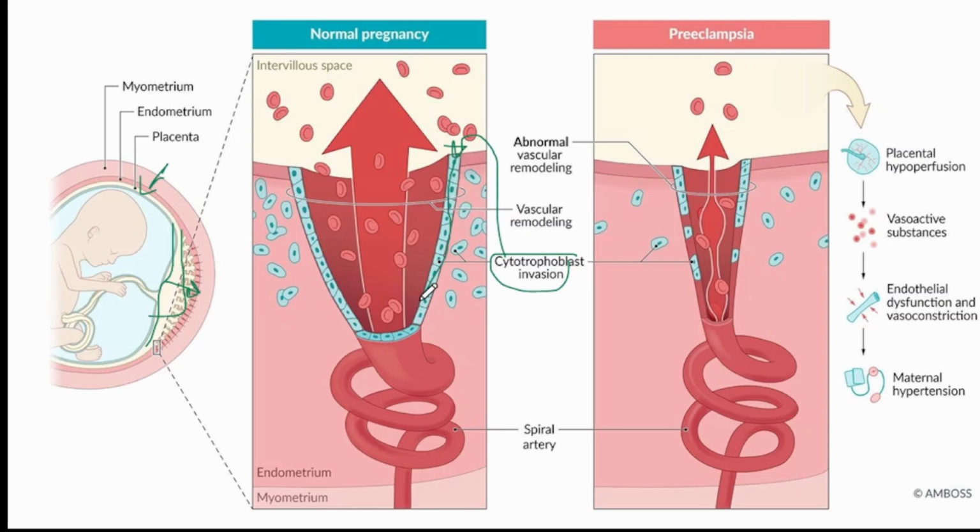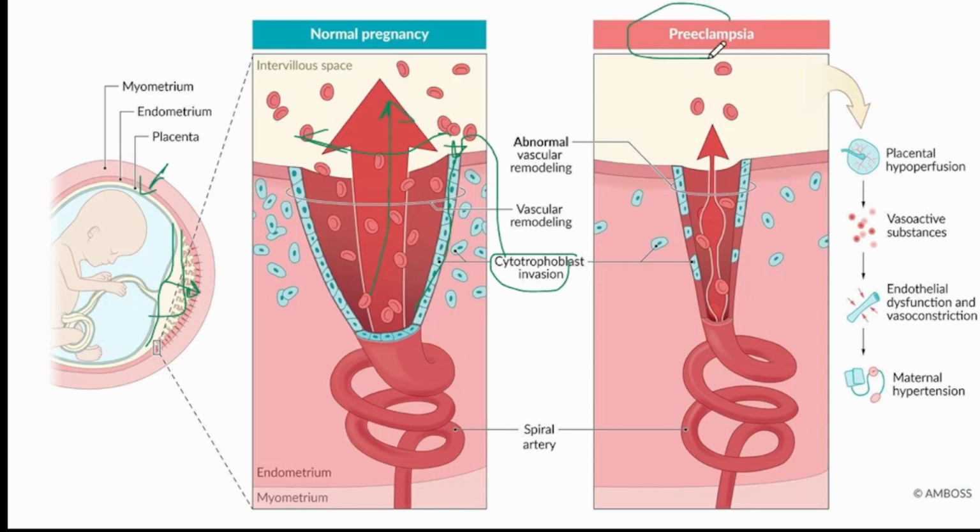The blood vessels lose their muscle. We know that arteries have smooth muscle in their walls, and when that smooth muscle wall gets replaced by cytotrophoblastic invasion, that makes the blood vessels looser, so they dilate. So these blood vessels are dilating due to this invasion of cytotrophoblast, and this leads to increased blood flow.